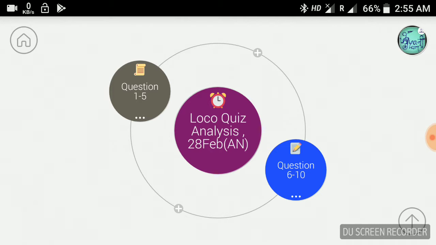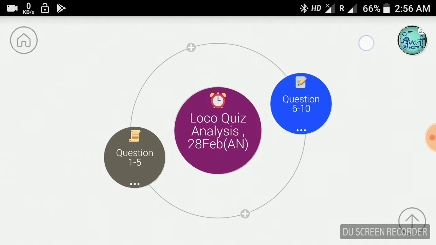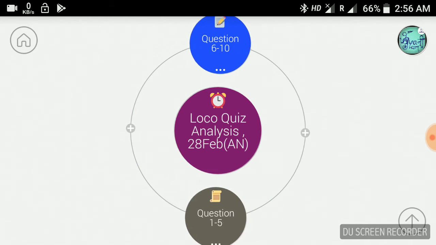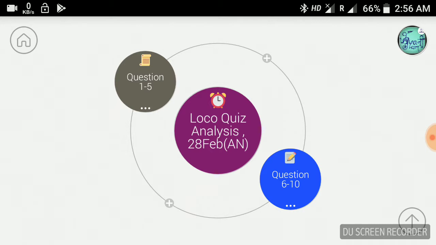So apart from the cash, the thing that attracted me to creating this Loco quiz analysis section is that for the last 2-3 months, I have been continuously learning 10 questions in the afternoon and 10 questions in the evening, so total 20 questions daily. But the thing that is lacking in the usual game is that in a 10-second duration you cannot go to the depth of any question.